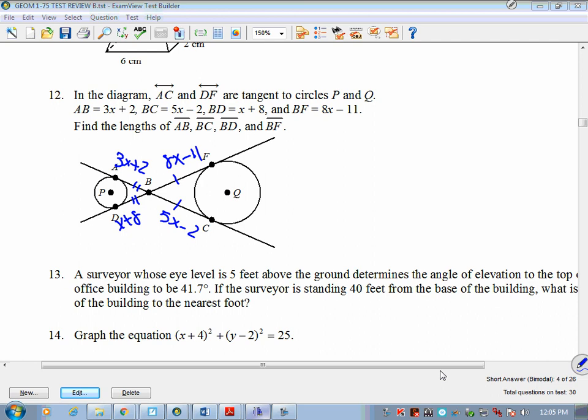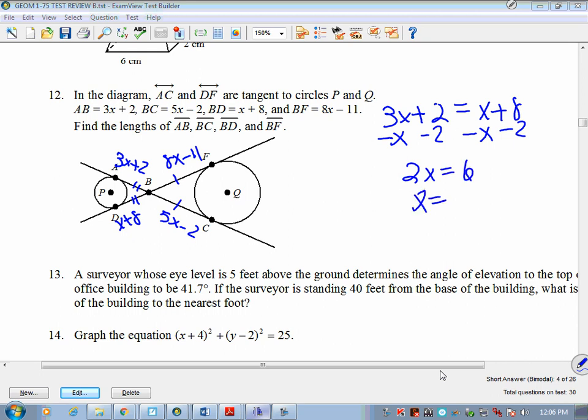How do I solve for x in this? Set congruent segments equal to each other, solve for x. So I could set 3x plus 2 equal to x plus 8, or I could do 8x minus 11 equals 5x minus 2. What's probably going to be shorter? Right, so I have fewer numbers to work with if I do 3x plus 2 equals x plus 8. Subtract x, subtract 2. I'm going to get 2x equals 6, so x equals 3.